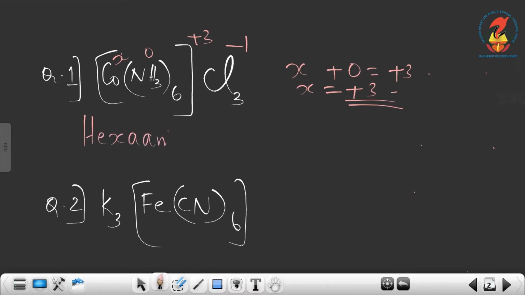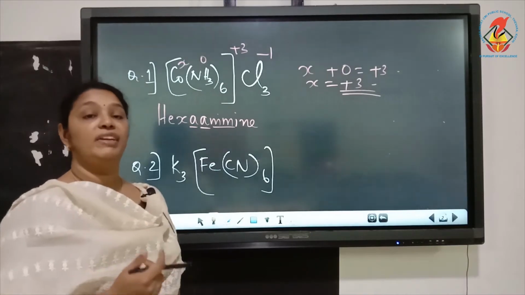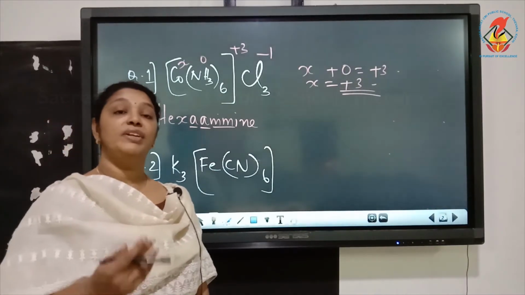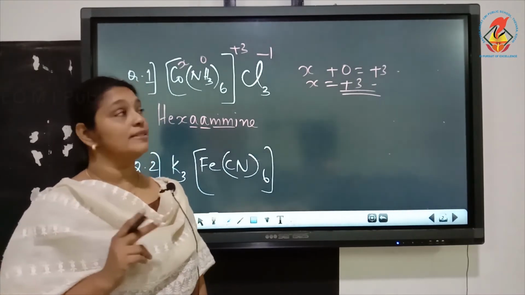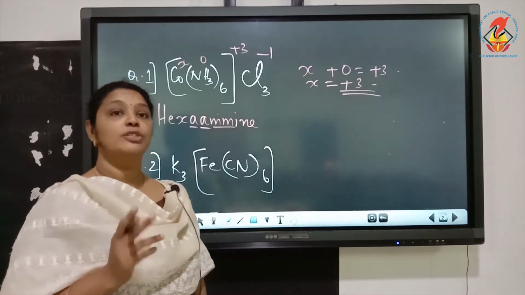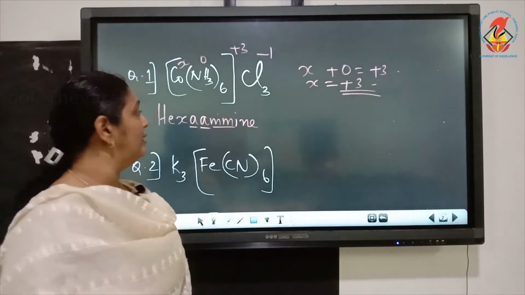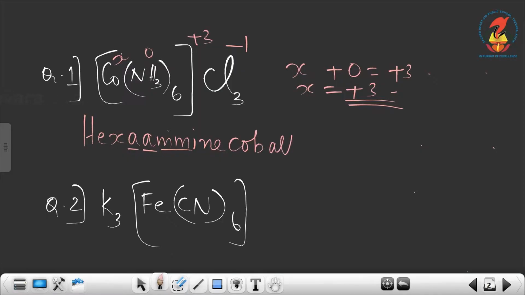There are 6 ammonia molecules, so it is written as hexaammine. Remember, in hexa and ammine, the A has to be retained, and ammine, double M, also has to be retained. Hexaammine. Next is the name of the metal. Here we have cobalt as the central metal atom. When we write the name of the central metal atom, we have to check the charge of the complex ion. The complex ion is +3, positive, so you can write the name as such. Cobalt is written as cobalt itself, followed by the oxidation number, +3, written in Roman numerals in brackets.